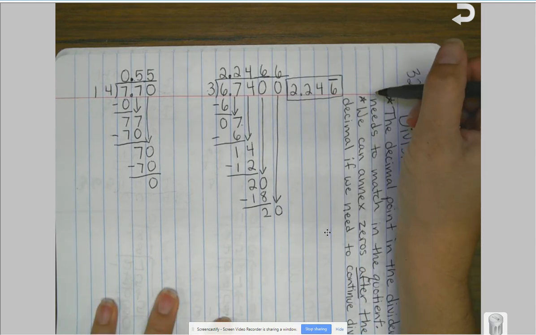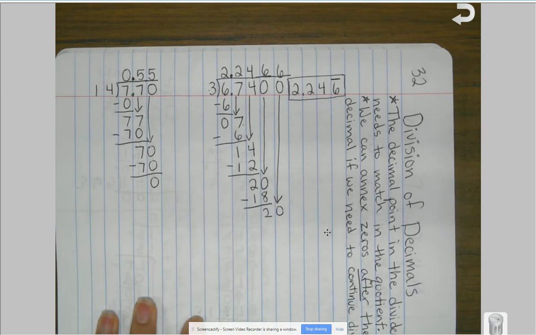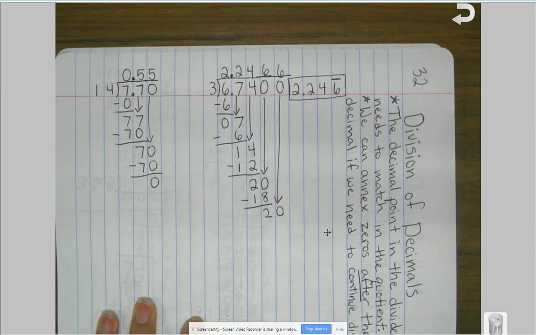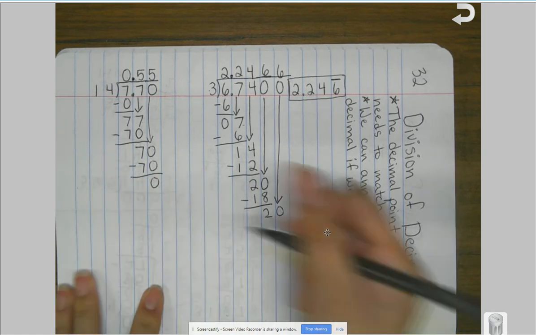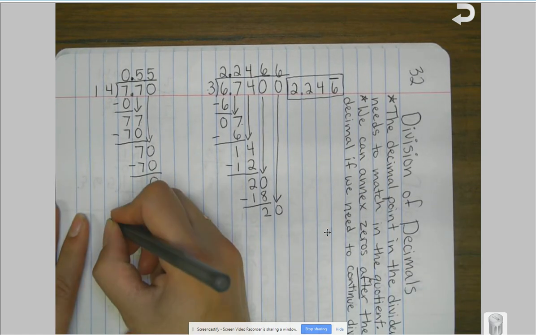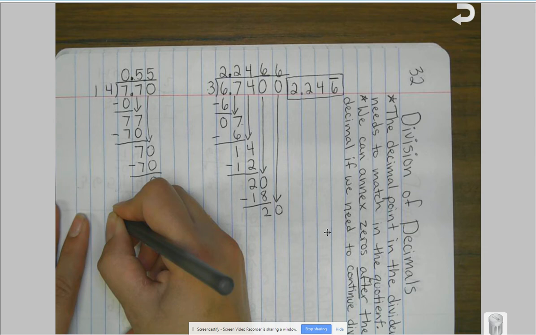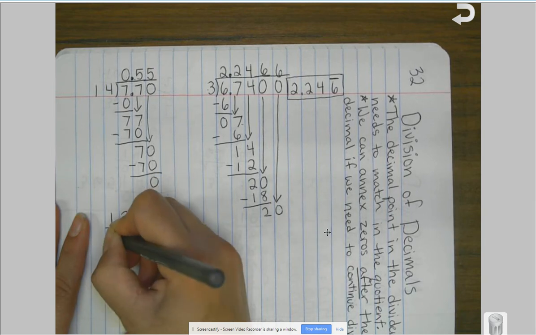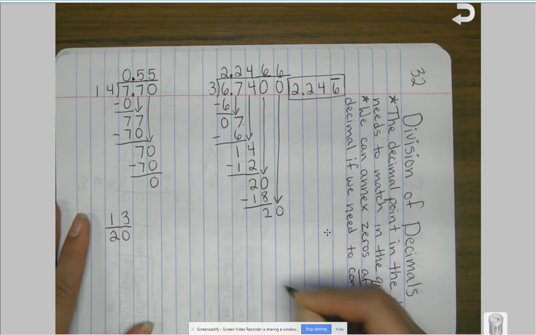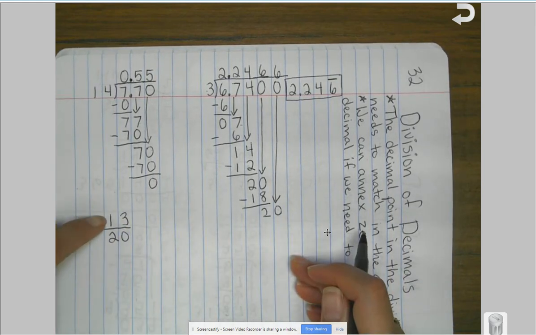Okay, now I'm going to ask you to turn a fraction into a decimal. How do you do that? A fraction is just a division problem we didn't want to finish. So if I give you the fraction 13 over 20, that means 13 is being divided by 20.